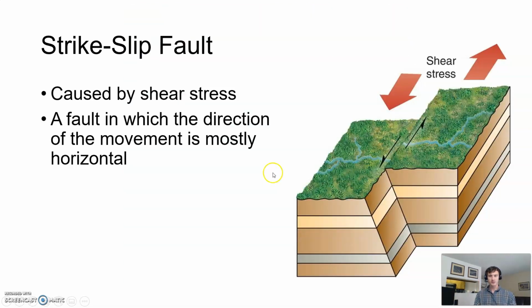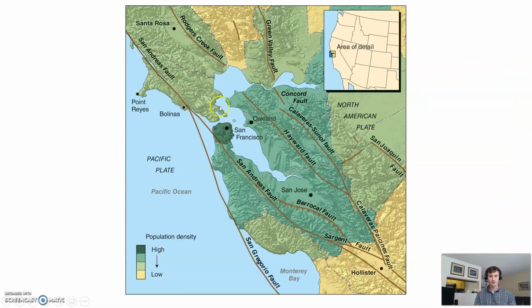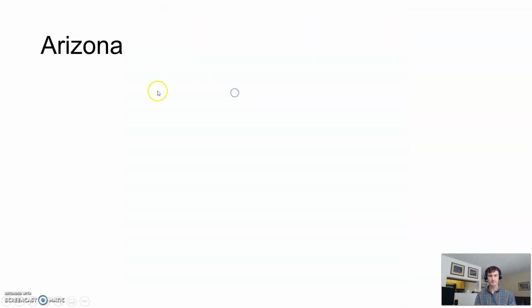So this sort of motion, strike slip fault, shear stress, is what we see here, the San Andreas fault. Very, very famous. In this case, it looks like we have this sort of motion. So this part of the fault, everything on the North American plate, is moving in this direction, and it's sliding past the Pacific plate here, which is moving northwest. And as a result, we build up a tremendous amount of pressure right here along the fault.